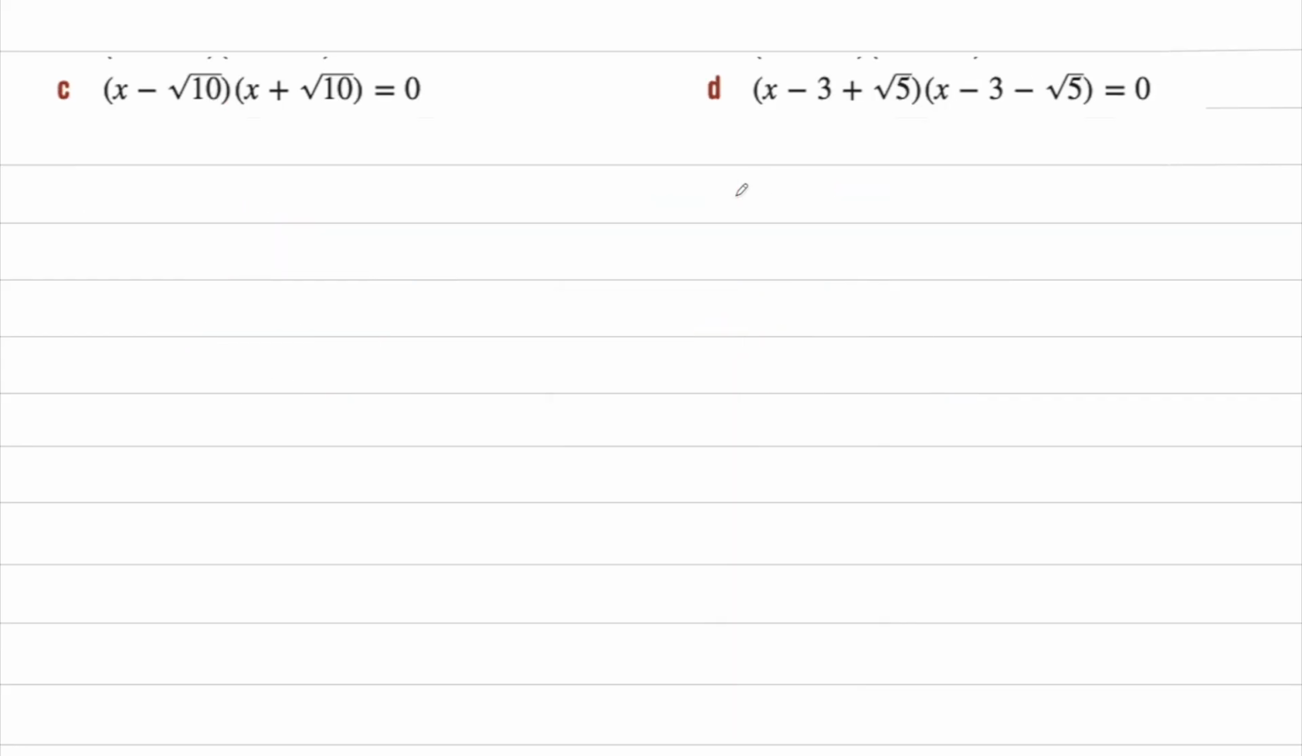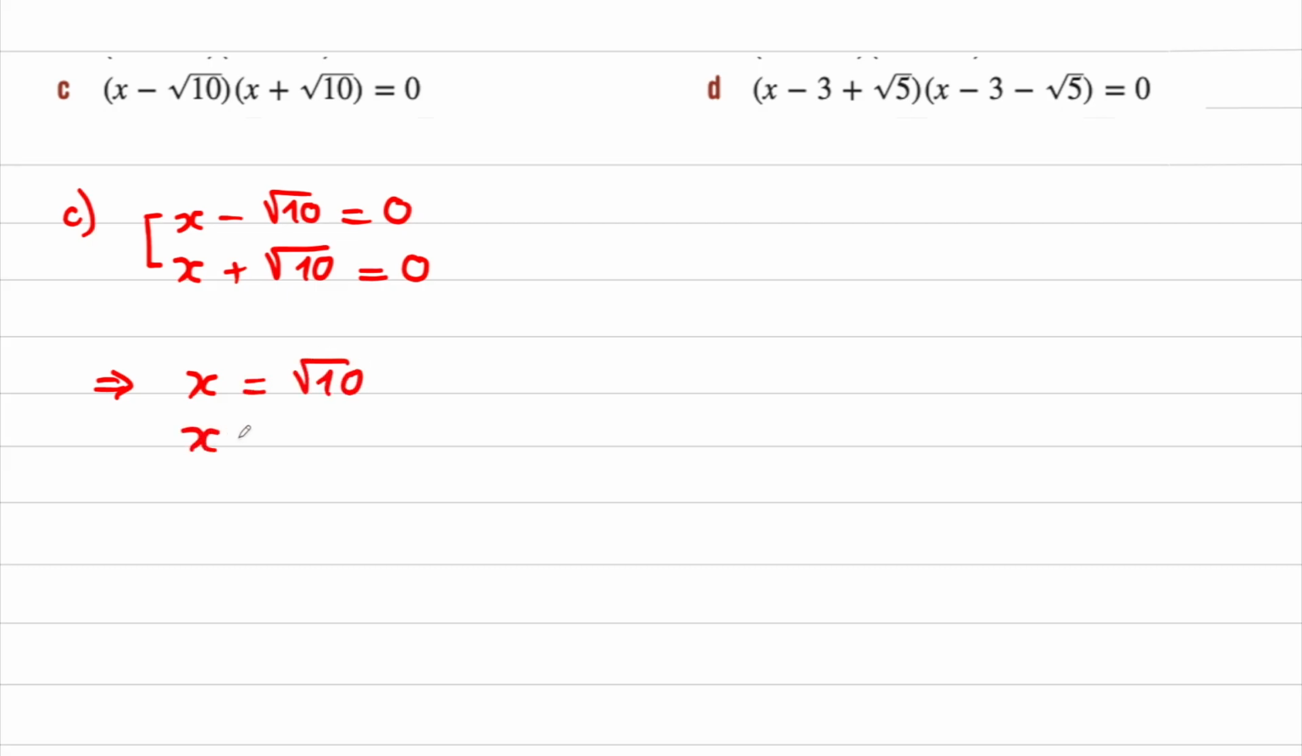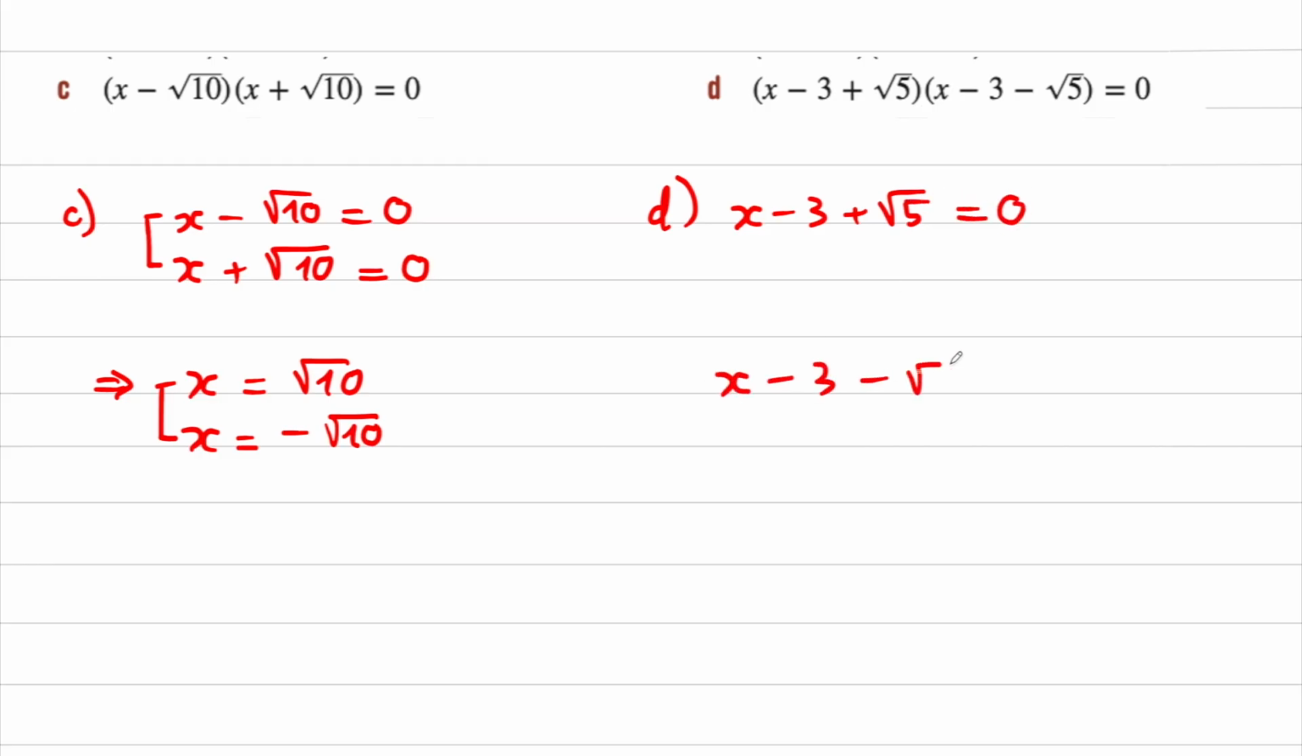Next one is quite easy, and then a question a little bit harder. H minus square root of 10 equal to 0, h plus square root of 10 equal to 0 also. And after that, you got h equal to square root of 10, and the next one, negative square root of 10. That's it. Next question: h minus 3 plus square root 5 equal to 0, and the next one, h minus 3 minus square root 5 equal to 0.